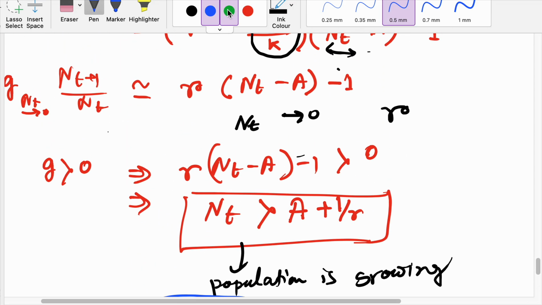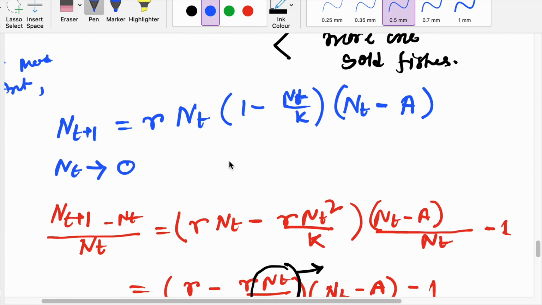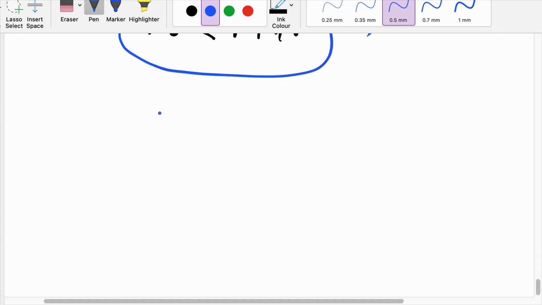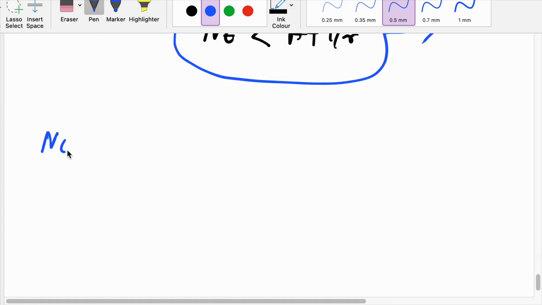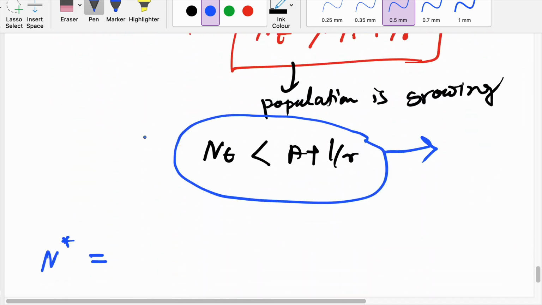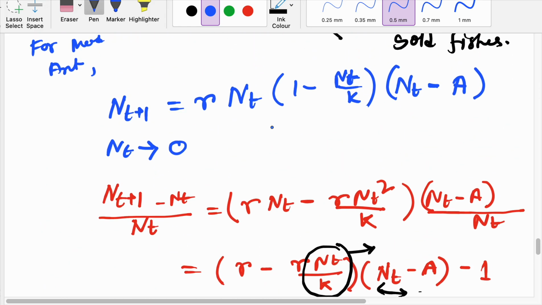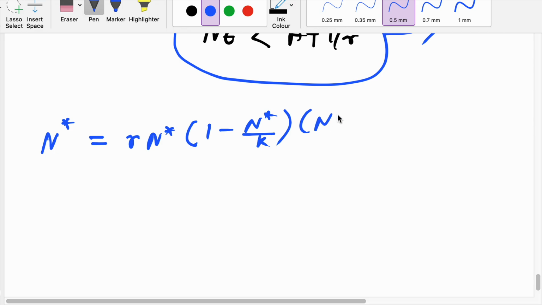So from here what we will study is the transcritical bifurcation. So now what are our fixed points? Let's calculate the fixed points first. So n star into r n star, 1 minus n star by k, n star minus a. So one fixed point is n star equals 0, that means extinction.